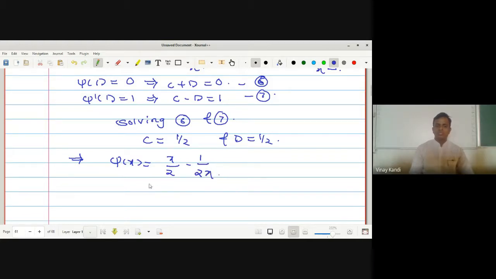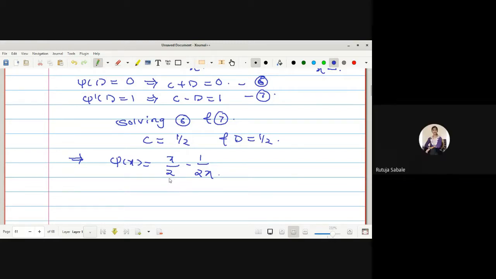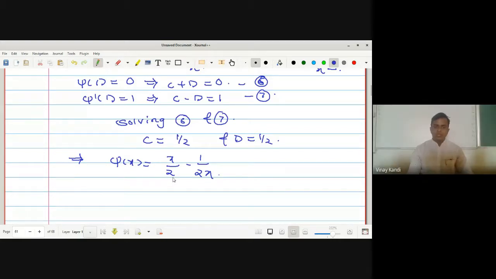Okay, so this is the solution of the differential equation satisfying psi of 1 is equal to 0 and psi dash of 1 is equal to 1. Okay, any doubt up to here? No, sir. Now, example number 2.